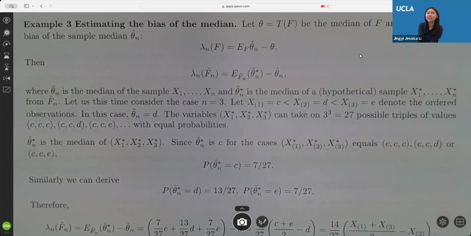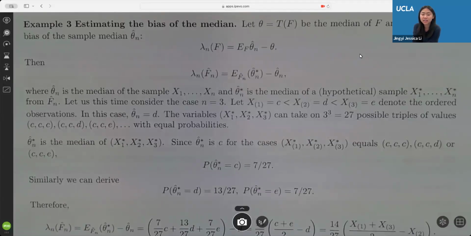So it can be CCC, CCD, CCE, right? We can enumerate all the possibilities. And these 27 possibilities share the same equal probability. Okay, let theta n hat star be the median of a hypothetical sample.